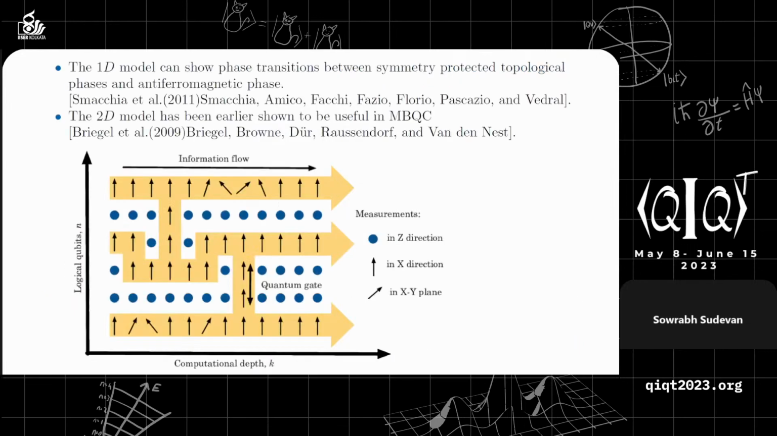Now, people have already looked at this quite a bit in the past, and in the 1D model, they have shown that it can show some interesting phase transitions between something called a symmetry protected topological phase and an antiferromagnetic phase.